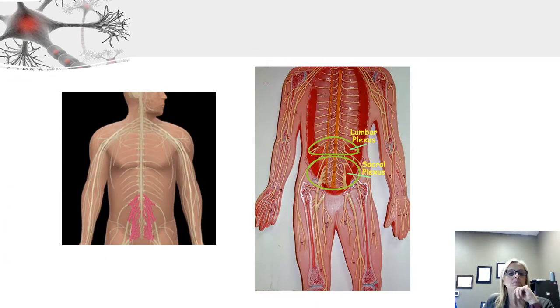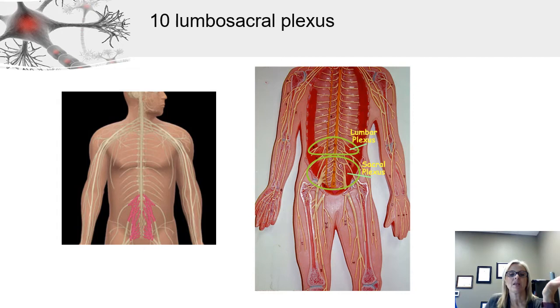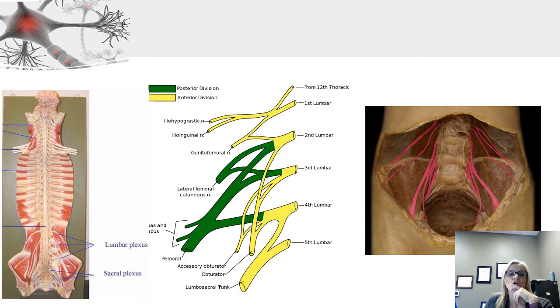Okay, so remember, this can be broken down into two, and this one you can kind of cheat because the name's on here. You can break it down into the lumbar plexus right here, which is going to be in the lumbar region of your vertebrae, or in the sacral region, you could call it the sacral plexus. So what is the name of it together? Lumbosacral plexus.